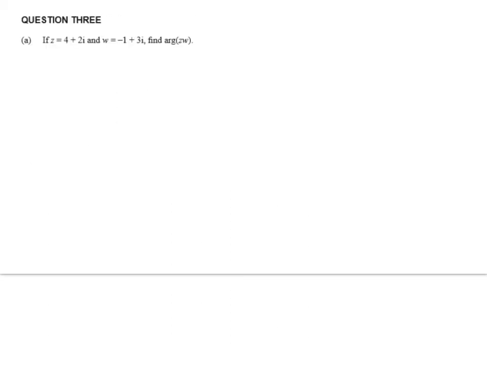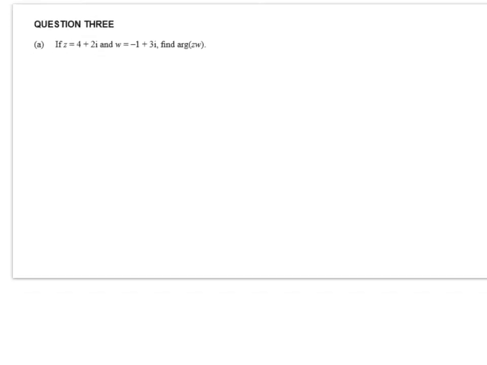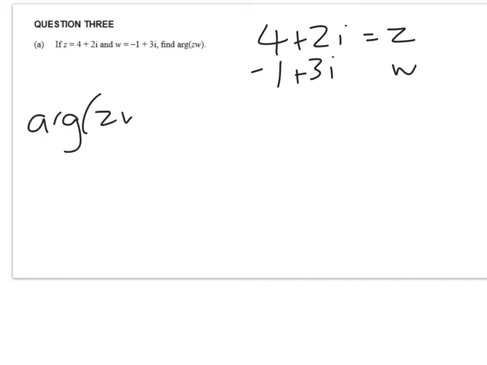So question 1, we've got Z is equal to 4 plus 2i, and we've got another complex number W, and that's negative 1 plus 3i. We're asked to find the arg of ZW. Right, remember what the arg is.